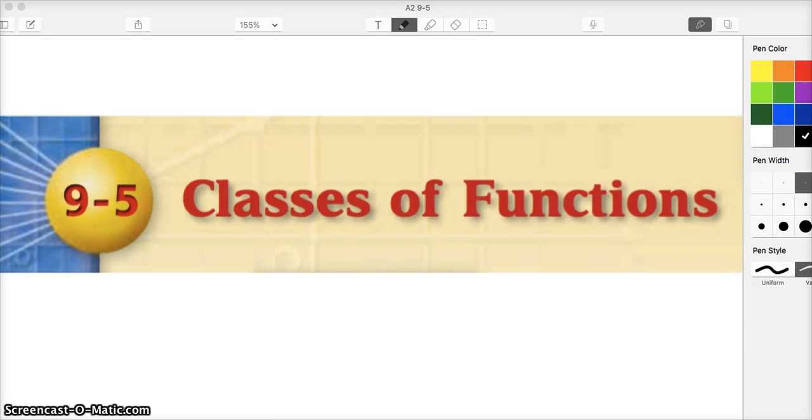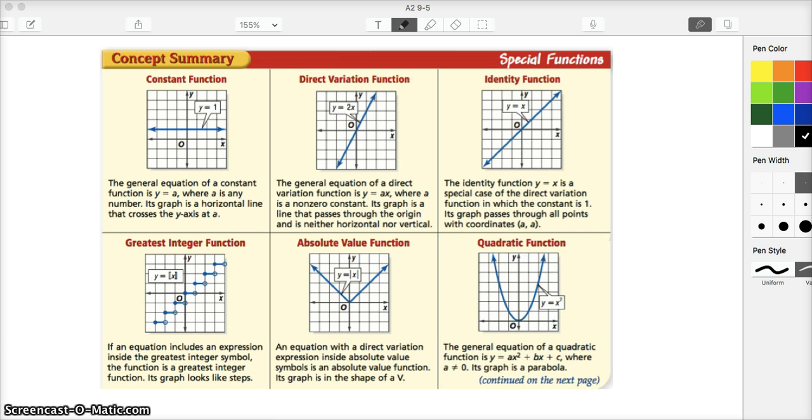Algebra 2 friends, here we are with section 9.5. We're going to be talking about classes of functions. So what are these classes of functions? Well, there's actually a whole lot of classes of functions, a bunch of different types of functions. Sometimes we'll call them parent graphs, and they are listed here.